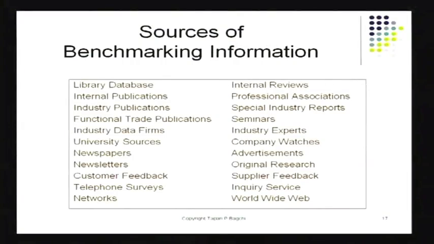But there's another way to acquire information that is called secondary research, which is like when you'd be going through databases, going through literature, perhaps internal publications, perhaps industry publications, perhaps you find some trade publications, industry data firms, and so on and so forth. I've listed them here. University sources, they also have a lot of stuff there. Newspapers may report certain things, customer feedback. That's another way to try to find benchmarking information.